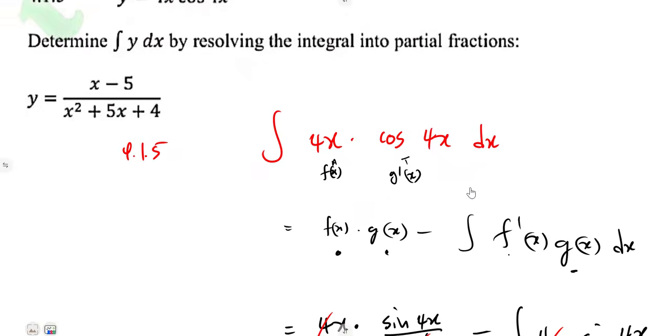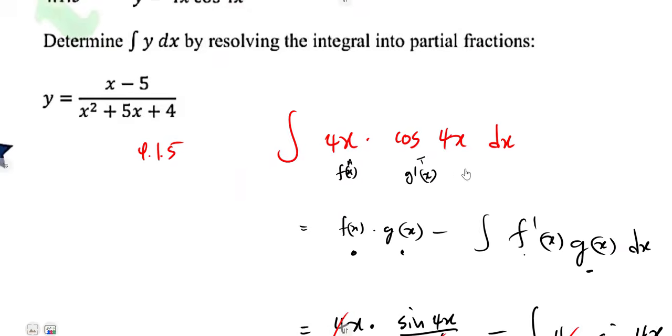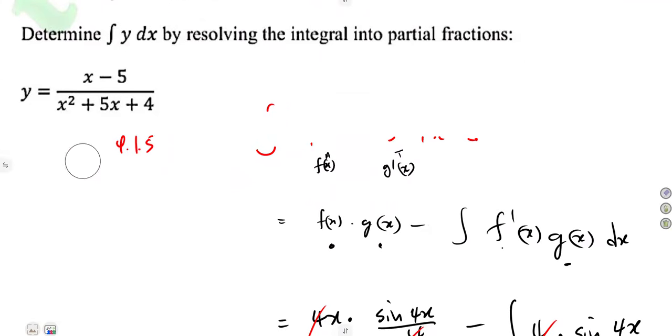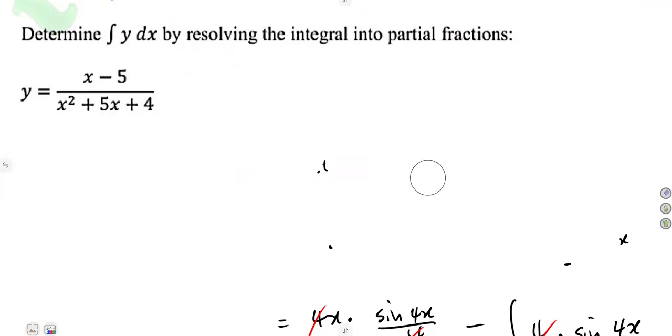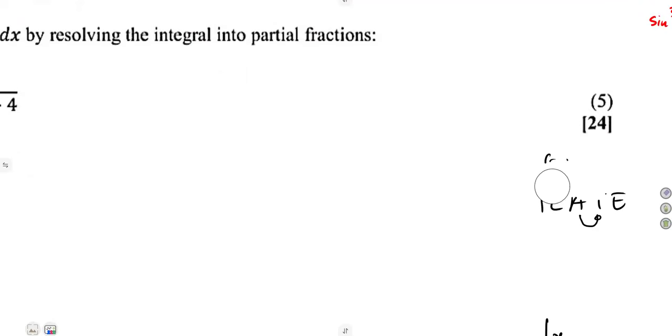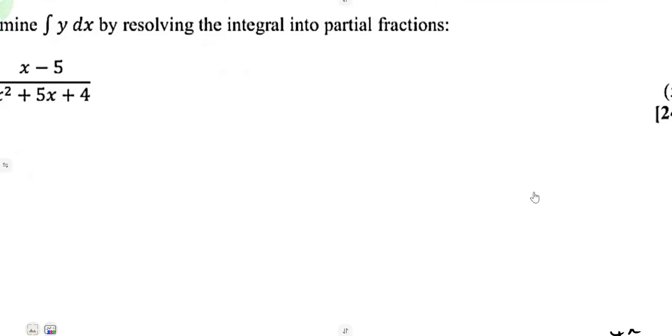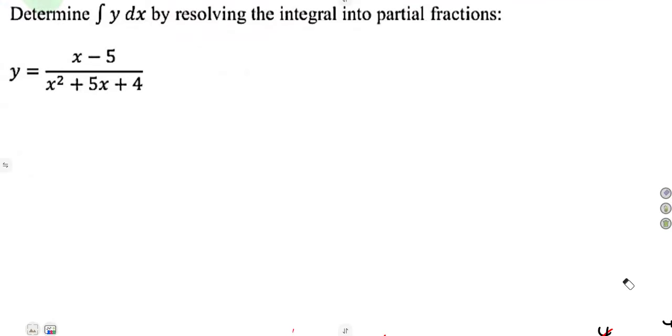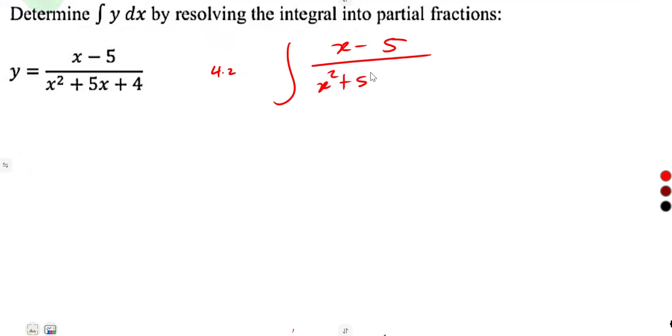Then determine, this is now 4.2, the integral of this, but we must use partial fractions by resolving the integral into partial fractions. Partial fractions is one of the easiest because you just have to follow the steps. That was 5 marks for this one. So we're going to integrate x minus 5 over x squared plus 5x plus 4 with respect to x by resolving into partial fractions.